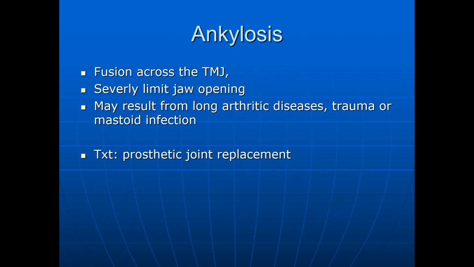Ankylosis can result from several conditions. It can result from infection, osteoarthritis, other long-standing arthritic diseases, trauma, or even from infection of the mastoid air sinuses or air cells, because the mastoid bone contains mastoid air cells. It is like the paranasal sinuses, and it can get infected. It's close to the TMJ, so the infection can reach the TMJ.